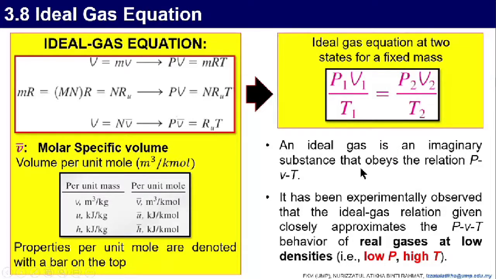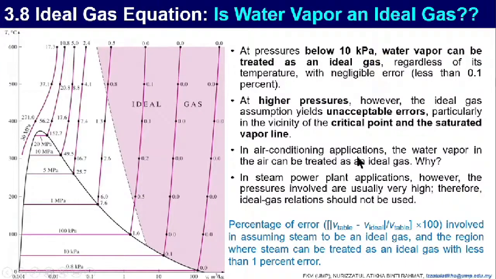An ideal gas is an imaginary substance that obeys the relation PV equal to RT. It has been experimentally observed that the ideal gas relation closely approximates the PvT behavior of real gases at low densities, that is, low P, high T. Now, is water vapor an ideal gas? At pressures below 10 kilopascals, water vapor can be treated as an ideal gas, regardless of its temperature, with negligible error of less than 0.1%. However, at higher pressures, the ideal gas assumption yields unacceptable errors, particularly in the vicinity of the critical point and the saturated vapor line.